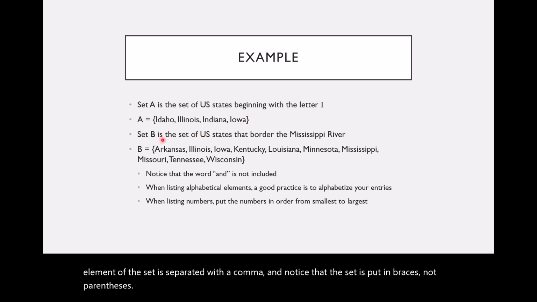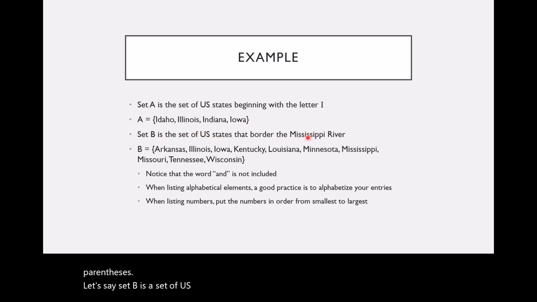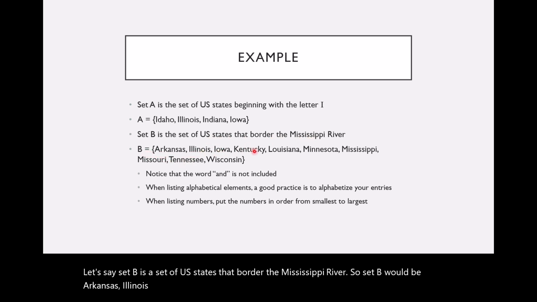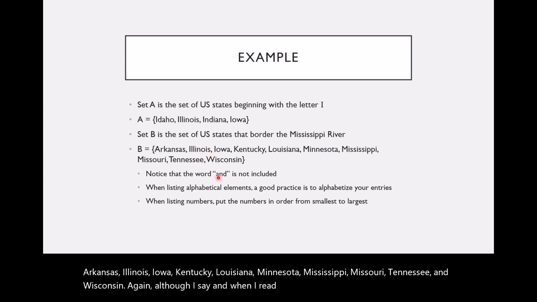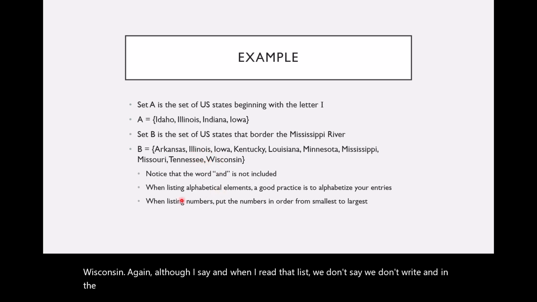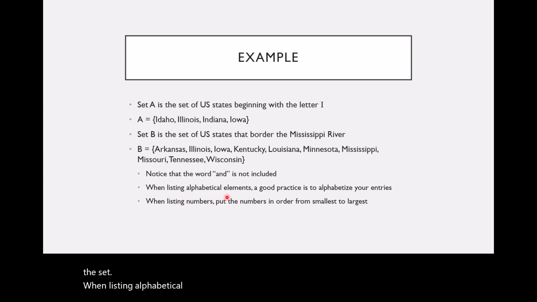Let's say set B is the set of US states that border the Mississippi River. So set B would be Arkansas, Illinois, Iowa, Kentucky, Louisiana, Minnesota, Mississippi, Missouri, Tennessee, and Wisconsin. Again, although I say "and" when I read that list, we don't write "and" in the set. When listing alphabetical elements, a really good practice is to alphabetize your entries, like I believe I did in set B.